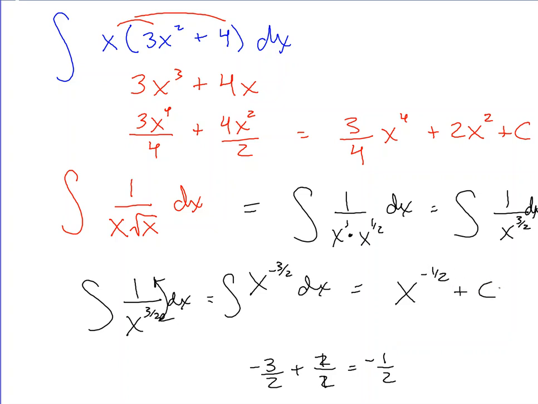I could leave my answer like this. Let me just divide by negative 1/2. That looks a little gross, and if you're taking the AP test, you're probably not going to see your answer like that. So if you just remember when you're dividing fractions, leave, change, flip, we can flip this guy around. So that'd be negative 2x to the negative 1/2. This is an acceptable answer.